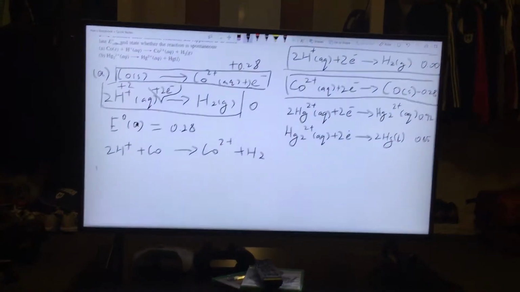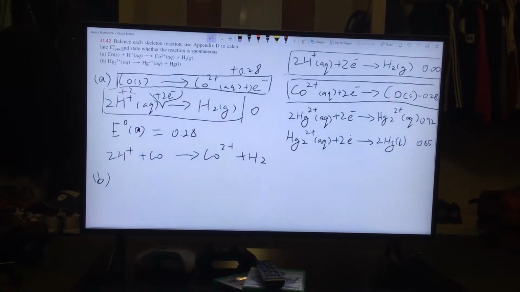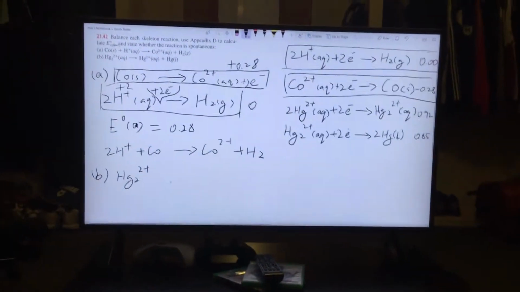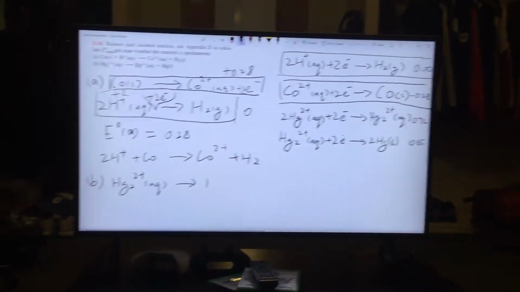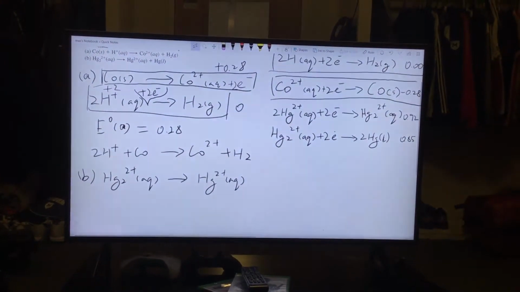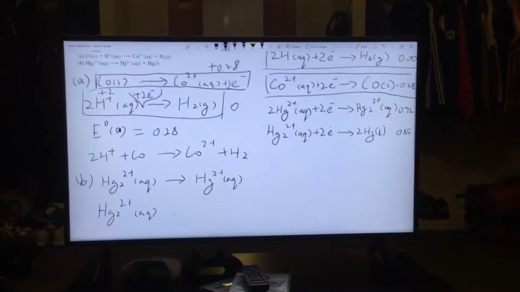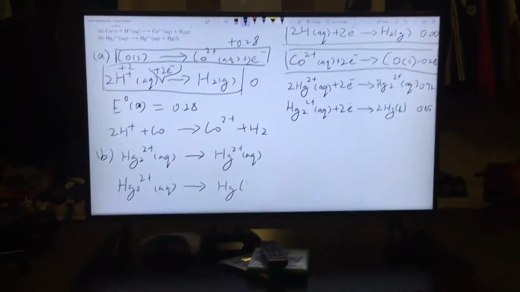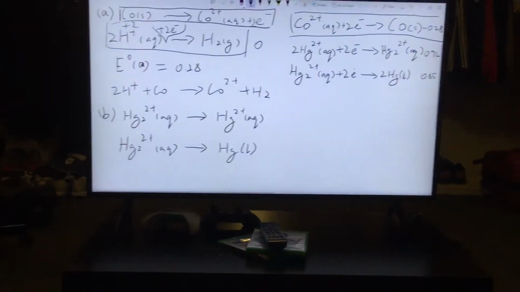And for B, we can write it into two half reactions, which is Hg2 2 plus aqueous going to Hg2 plus aqueous, and then we use the left side again, Hg2 2 plus aqueous going to Hg liquid. So now we need to balance it again. We need 2 Hg's on both sides.